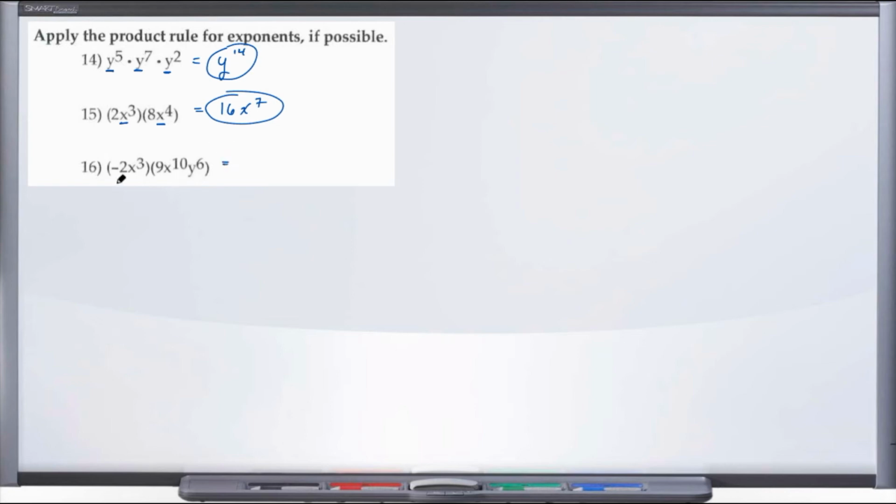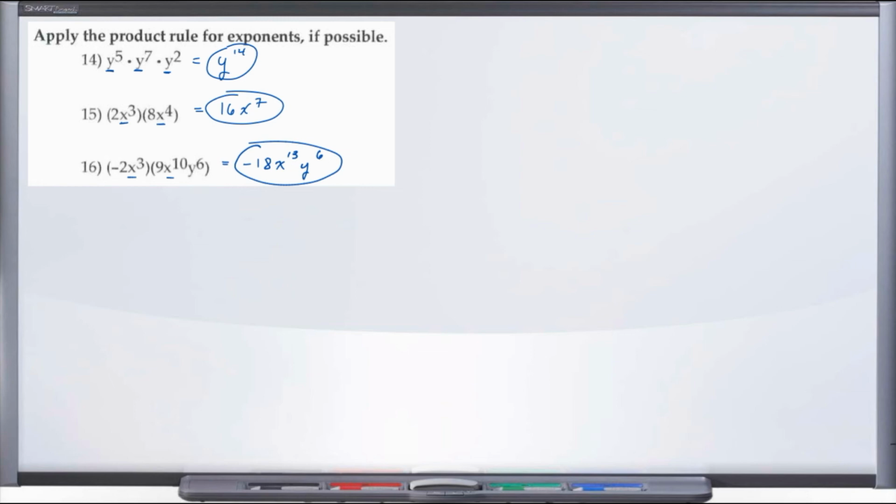All right, again, we're going to take that same principle, do number to number, x to x, y to y, z to z. And we have negative 2 times 9. Well, that gives us negative 18. And that's an 8. All right. And let's do x to x. So we're going to have x, and then 3 plus 10 is 13. And, oh, well, I'm missing a y here, so I just bring this y value over. So I have y to the 6th. And there we have the answer for number 16.